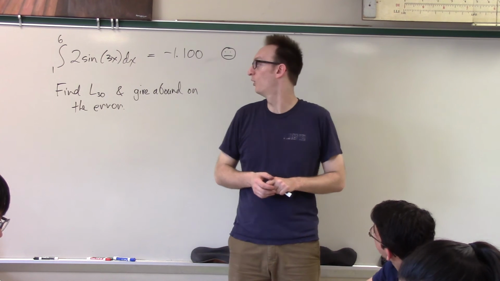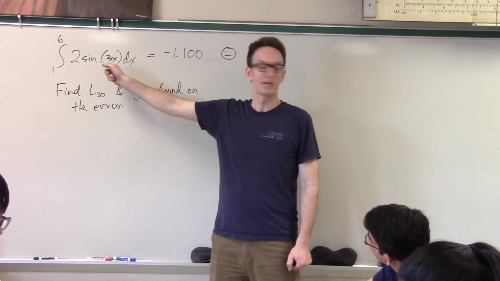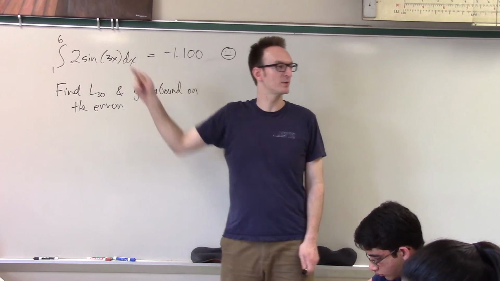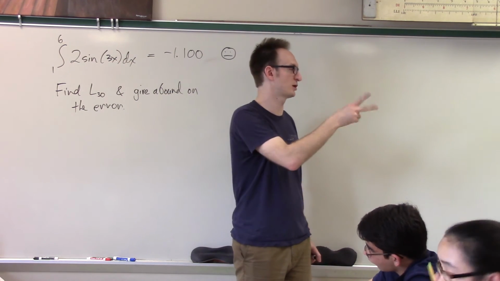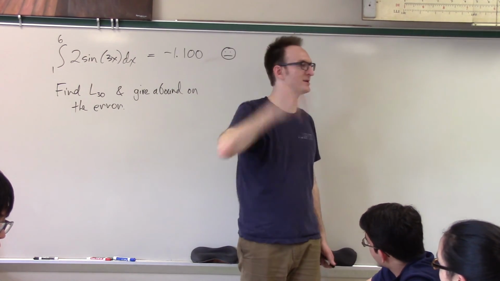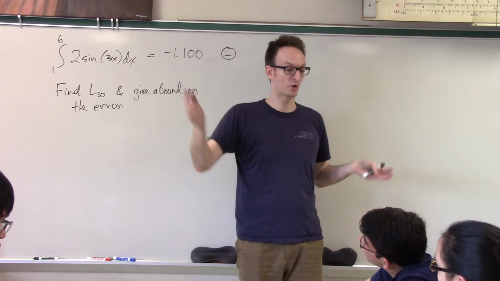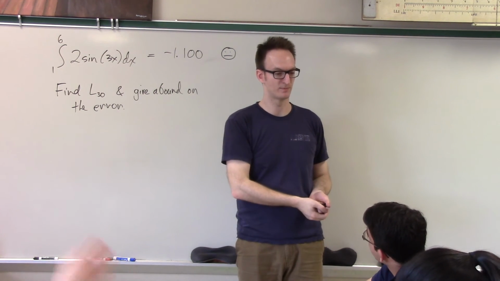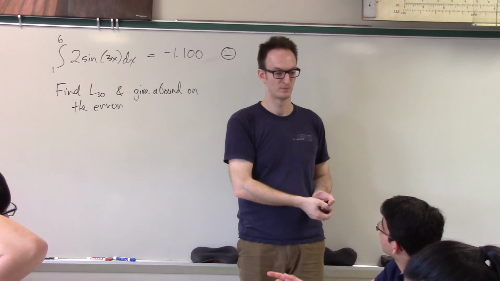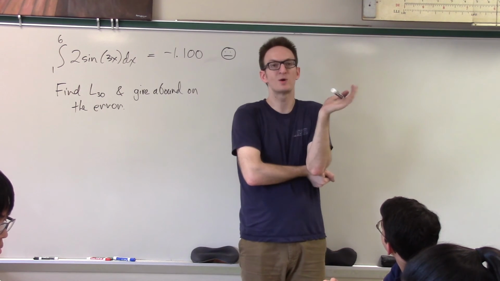Also, this function has a period of like 2 pi over 3, which is about 2, right? So on the interval from 1 to 6, this function's going up and down and up and down and up and down. So it's certainly not just increasing or just decreasing, right? Yeah. But if you knew the bound for L30 and R30 and the difference. Well, once you have a bound, you just have a bound.